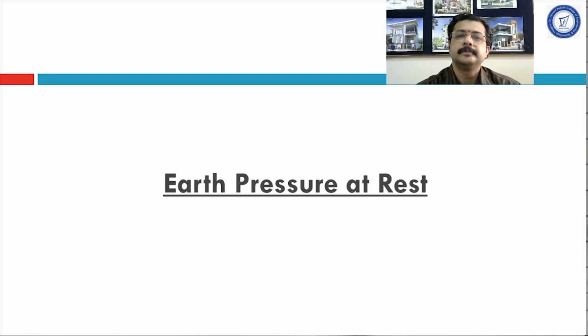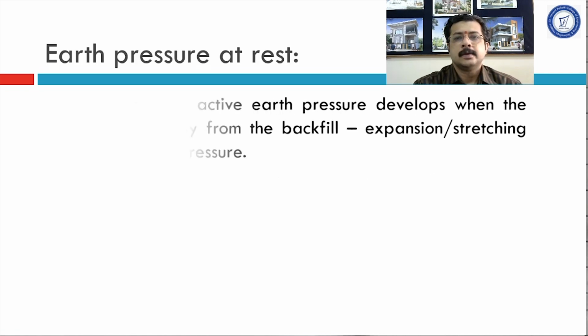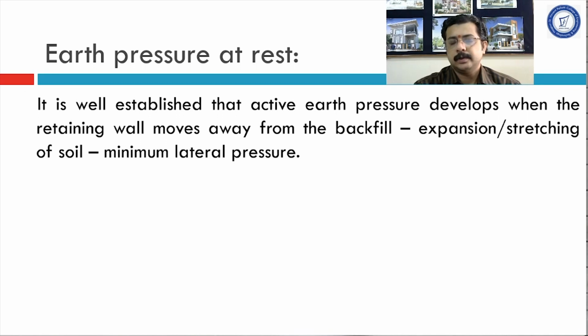Today we will see how to find out earth pressure, lateral earth pressure when soil is at rest. Earth pressure at rest, basically, is when there is no movement in the soil mass, nor is there movement of the retaining structure. Then practically the soil mass is considered to be at rest.